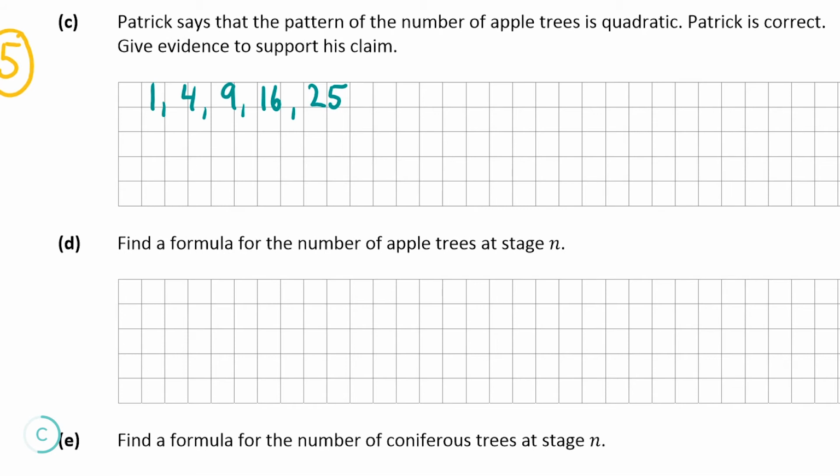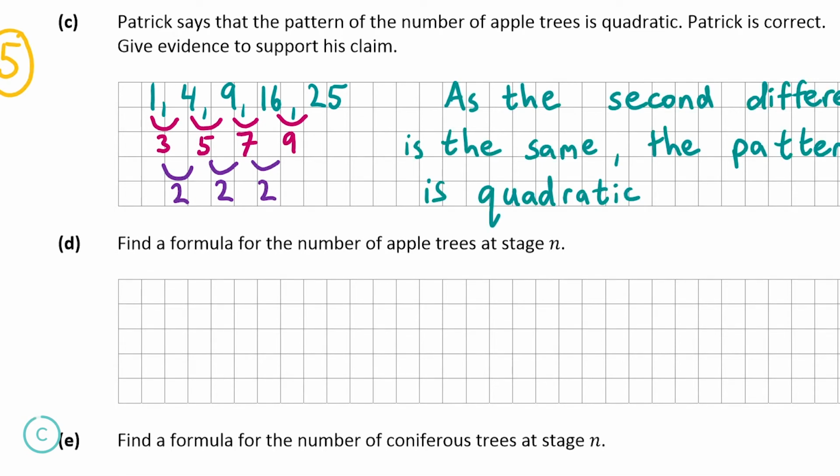Let's try it. Our first difference, 1 and 4 will be 3. The first difference between 4 and 9 will be 5. Between 9 and 16 will be 7. And then between 16 and 25 will be 9. Now the second difference should be the same. The difference between 3 and 5 is 2. The difference between 5 and 7 is also 2. And the difference between 7 and 9 is 2 as well. Therefore, as the second difference is the same, the pattern is quadratic. That's our answer for part C.